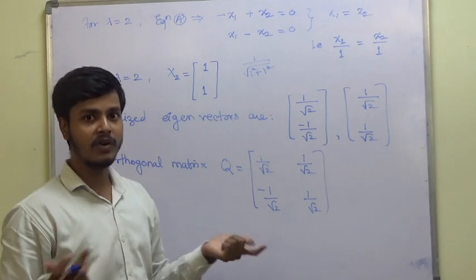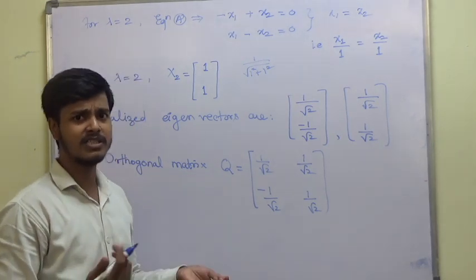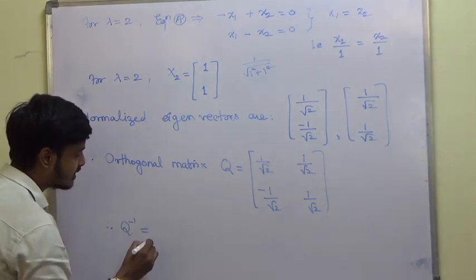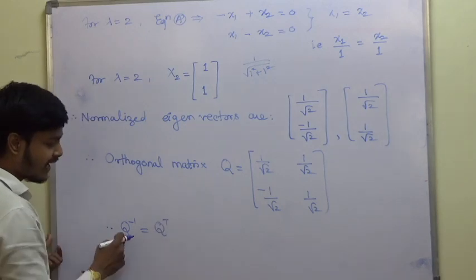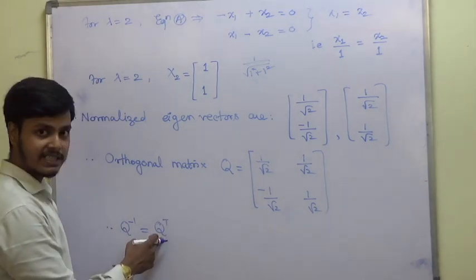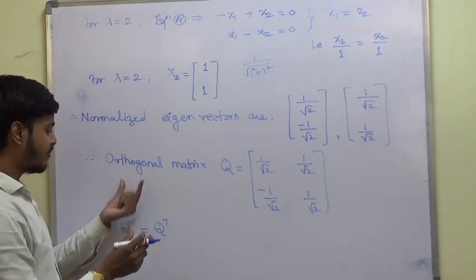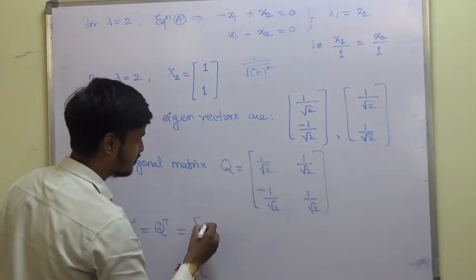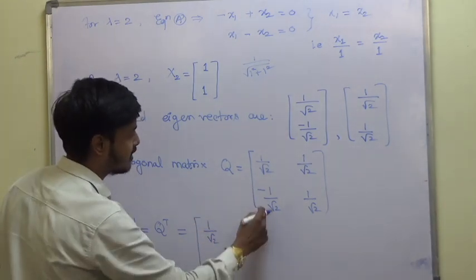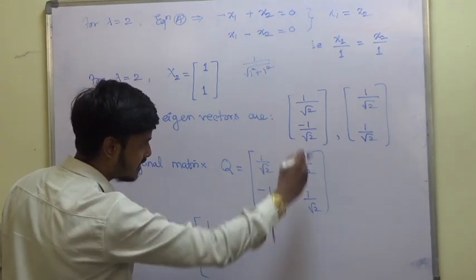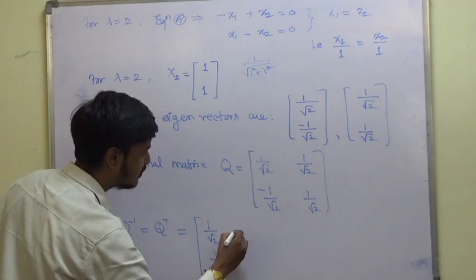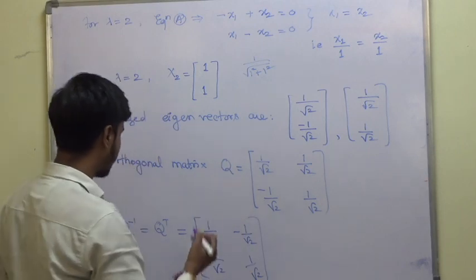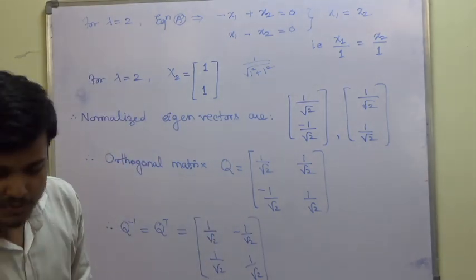Okay, so this is nothing but the orthogonal matrix Q. Now what you need to find out is the Q inverse, or just the Q transpose. Therefore Q inverse is equal to Q transpose. Why? We have already seen in the beginning of the lecture, for the orthogonal matrix, Q inverse is equal to Q transpose, which is very easy now: first row becomes first column and second row becomes second column. So 1 by root 2, 1 by root 2, minus 1 by root 2 and 1 by root 2. So we got the inverse of this matrix.